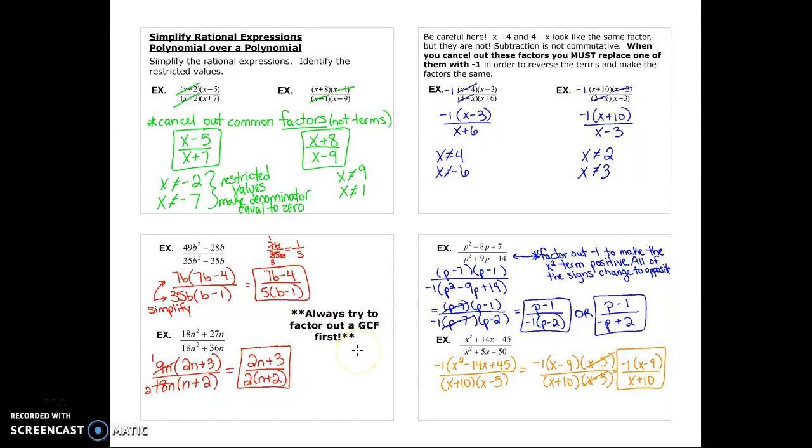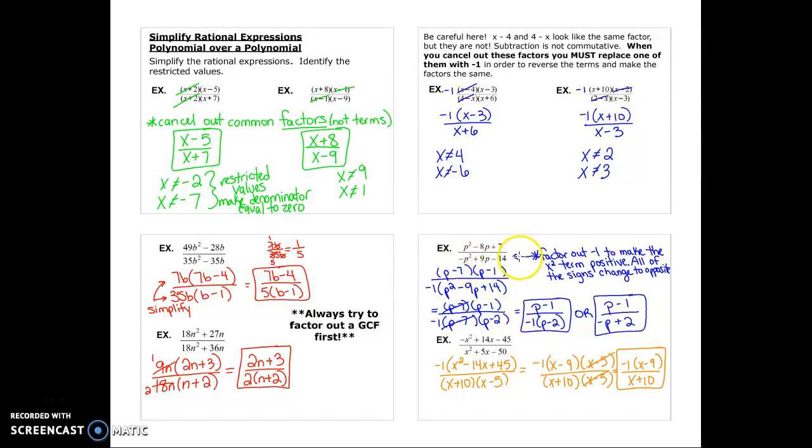So you have to be looking for a GCF first if the factoring is not already done for you. Now, in these next two examples, again, the factoring is not done for you. So in my numerator, I have a p squared minus 8p plus 7. Again, start by looking for a GCF. There isn't one here, and that's okay. So I'm just going to factor that trinomial. Remember, I need numbers that multiply to give me a positive 7, but when I add them, give me a negative 8. So p minus 7 times a p minus 1.